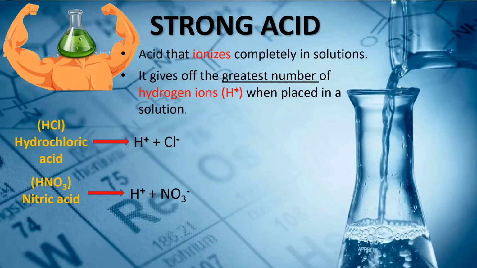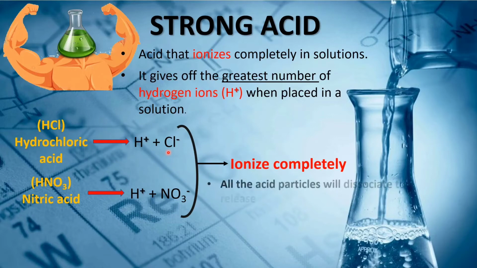When we talk about a strong acid, it means that it is going to give all the H+ ions into the solution. Okay, it is going to ionize completely. Ionize means what? All the hydrogen ions are going to come off out of the acid. So when we talk about HCl, that is hydrochloric acid, the hydrogen ions are going to split out from the hydrochloric acid, and that is why it is called a strong acid.